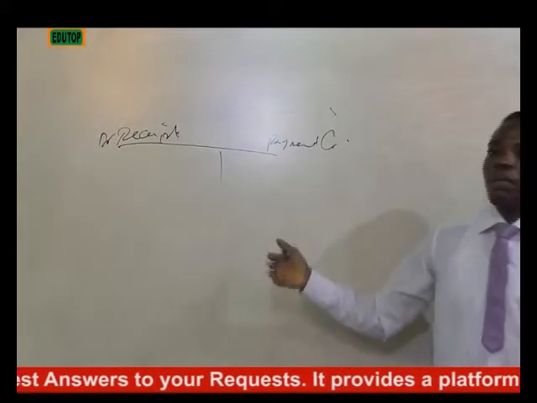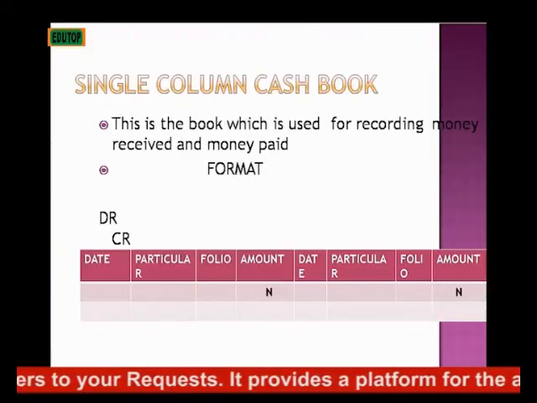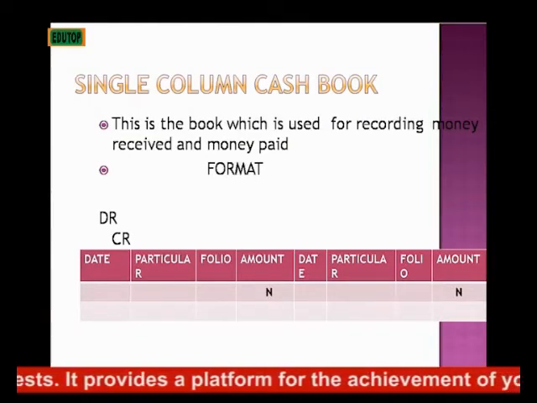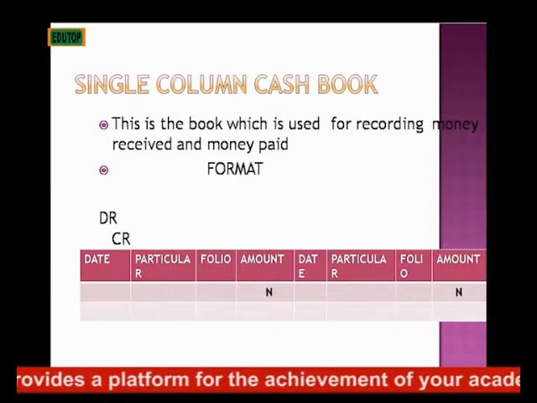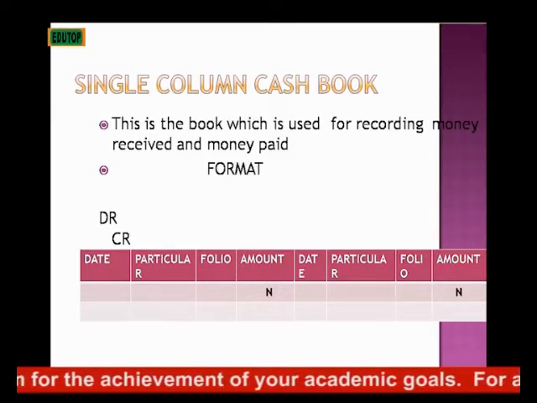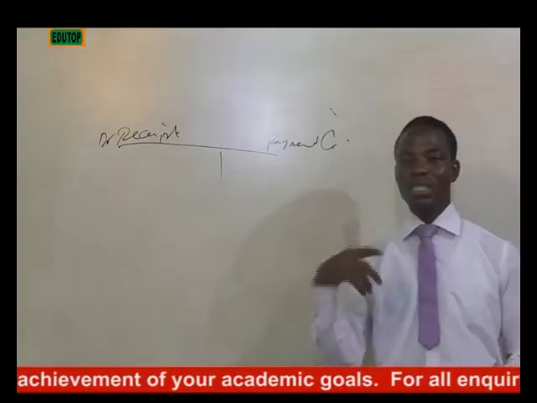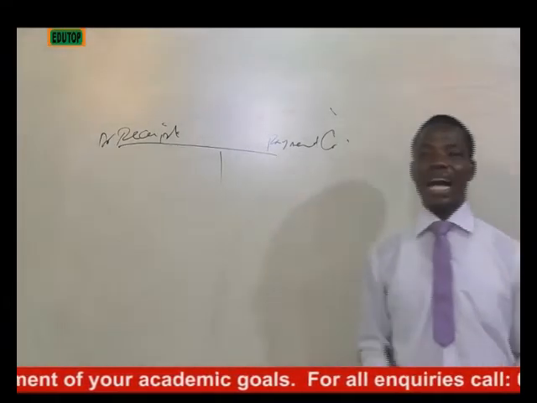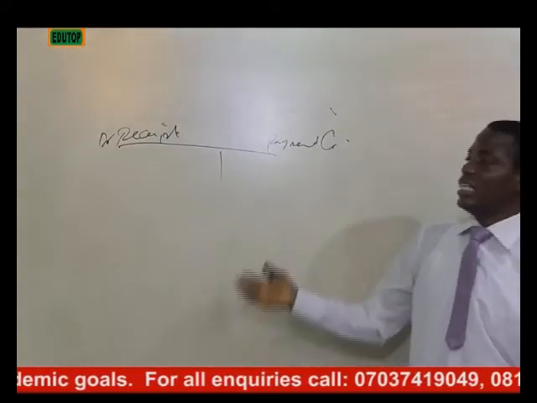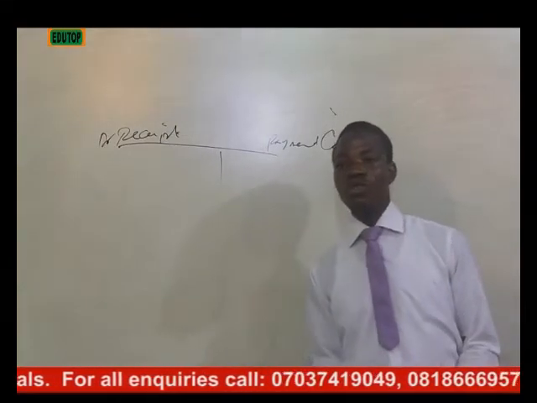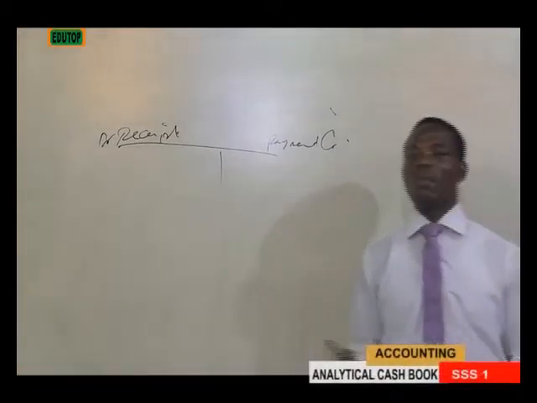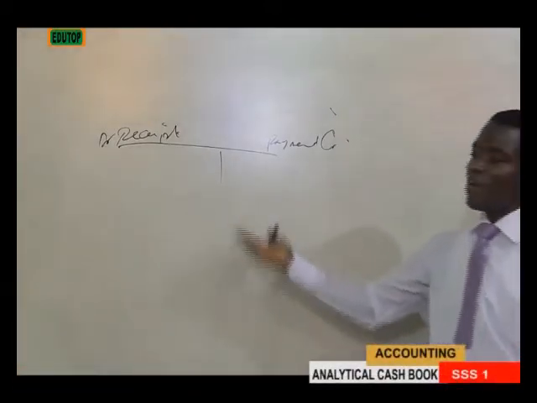Single column CASHBOOK. What is a single column CASHBOOK? This is the book which is used for recording money received and money paid, just in one single account. So that's the single entry. When you make an account, you record when you receive and pay. So we're talking about a single column CASHBOOK, and these are the formats.